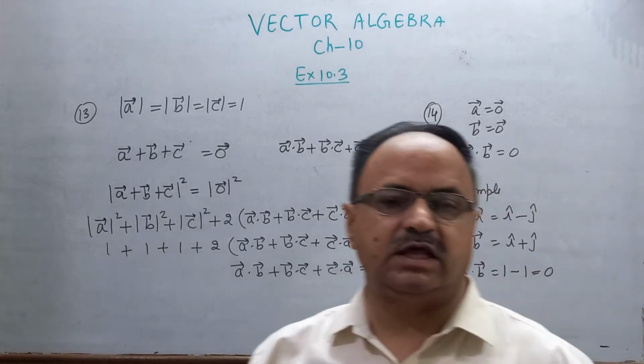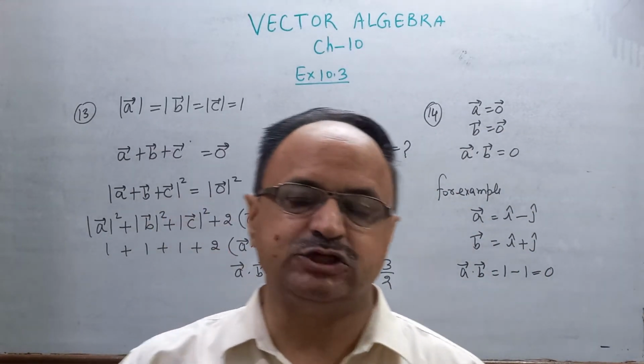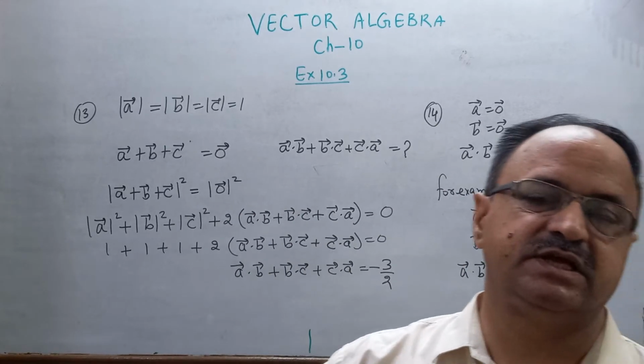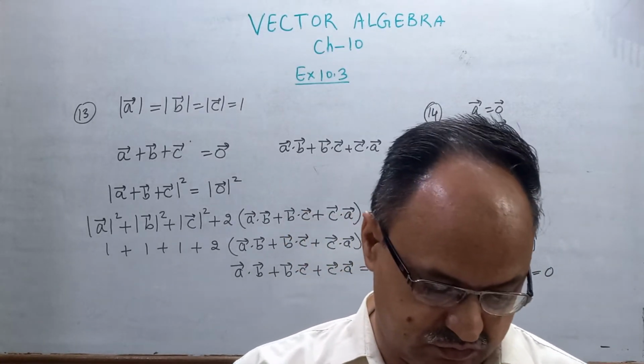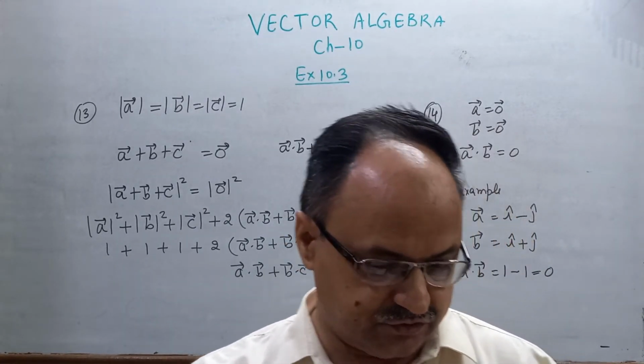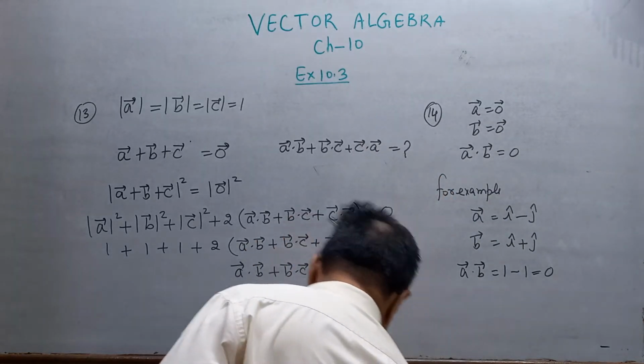So you can say if the product of two vectors is 0, it is not necessary that vector A is equal to 0 or B is equal to 0. This is the answer of this question. Clear?